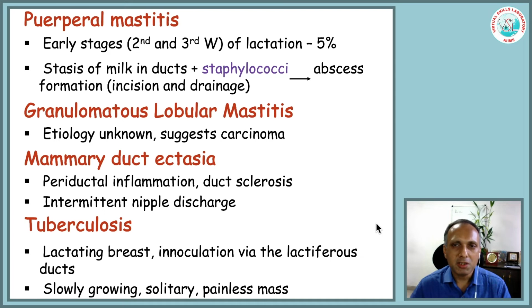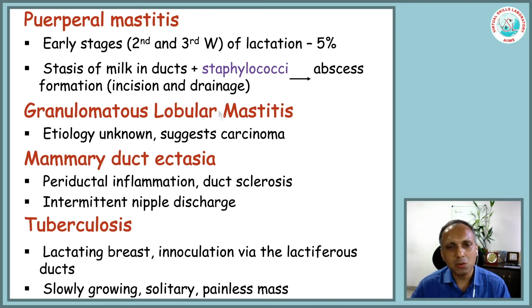Another condition which is seen in clinical practice is puerperal mastitis, which occurs very early, in the second or third week of lactation, in around 5% of patients. Now, as you know, milk is a very good culture medium, so there is stasis of milk which allows growth of organisms like staphylococci and rarely streptococci, leading to abscess formation, and incision and drainage is the treatment.